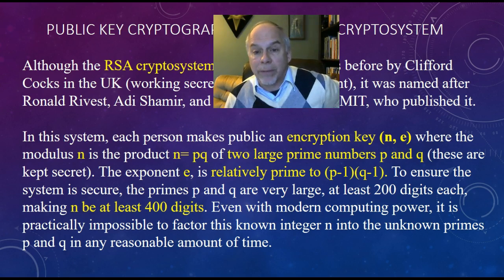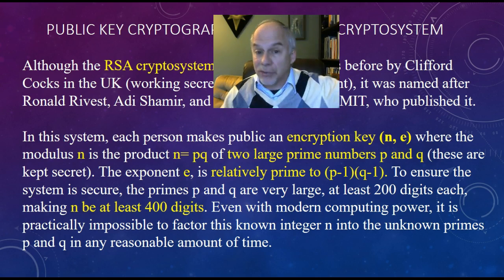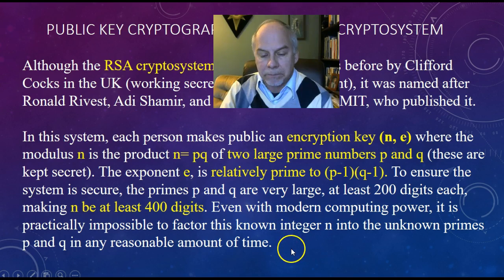And even with modern computing power, it is practically impossible to factor this known integer N into unknown primes P and Q in a reasonable amount of time. It would take centuries with today's computer power to break up N into P times Q, because N is such a large 400-digit number, okay? So that's what helps keep it secure.